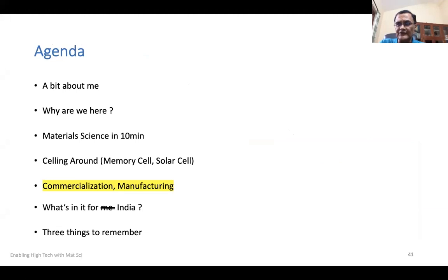I am going to change the theme a little bit. So we, again, just to recap, we covered gadgets, we covered high-tech products, we covered nanotechnology and materials. We covered two examples, so two case studies. One is in the integrated circuit space, and the other is on renewable energy. Now I'm going to talk about what it takes to commercialize and to make it.